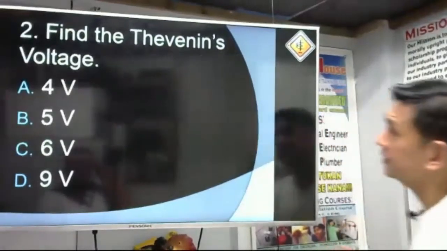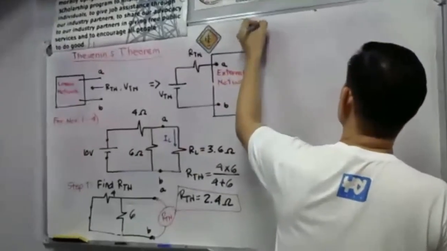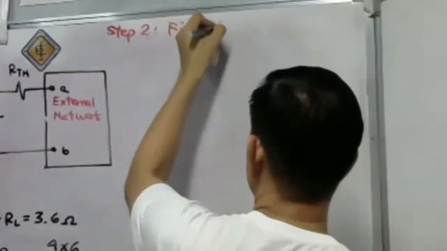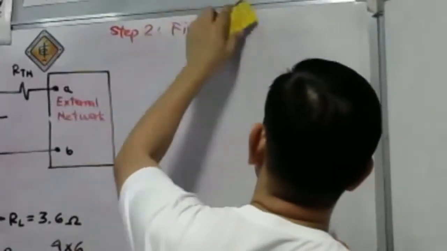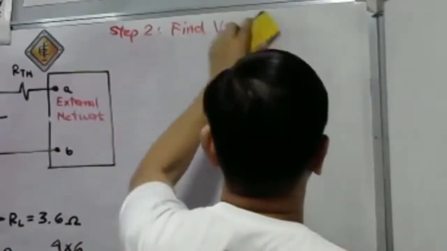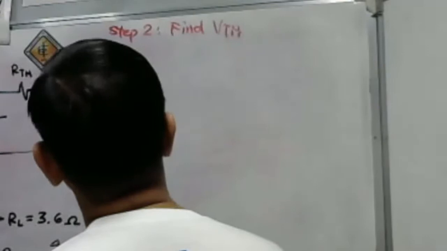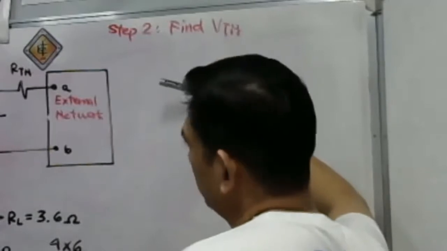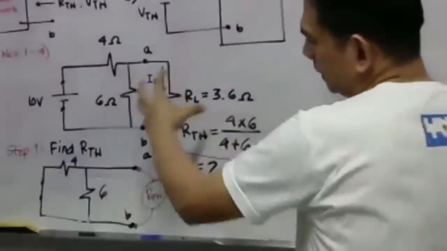Then the next problem: find the Thevenin's voltage. Actually, that is step 2. So, let's get the Thevenin's voltage. What is our Thevenin's voltage? Our Thevenin's voltage is the open circuit voltage.